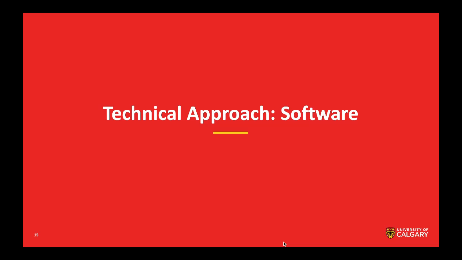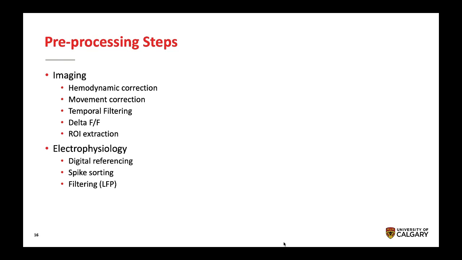Software technical approach. There are several modality-specific pre-processing steps that we'll only touch on briefly here. For imaging, this typically involves hemodynamic correction, movement correction, possibly temporal filtering, expressing values as a delta F over F, and possibly ROI extraction. For electrophysiology, this would typically involve digital referencing, filtering, and spike sorting.